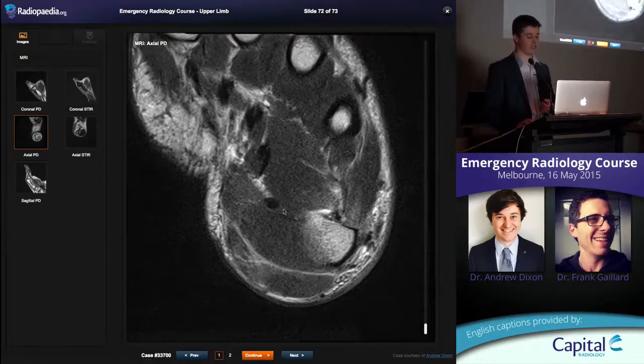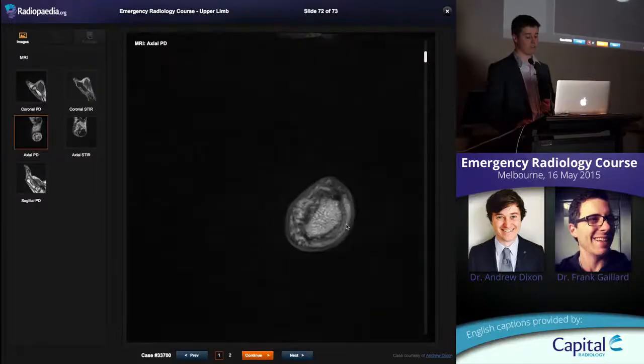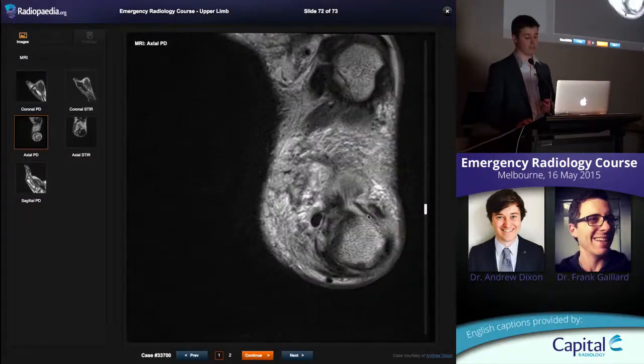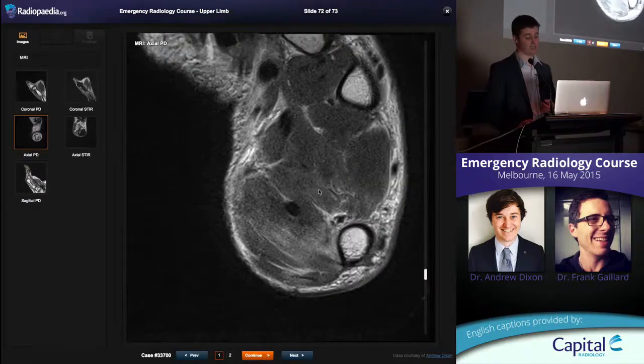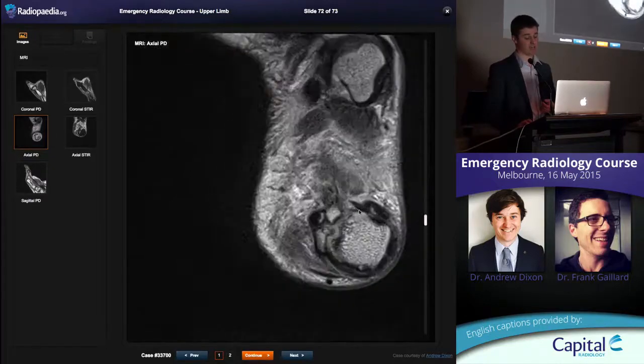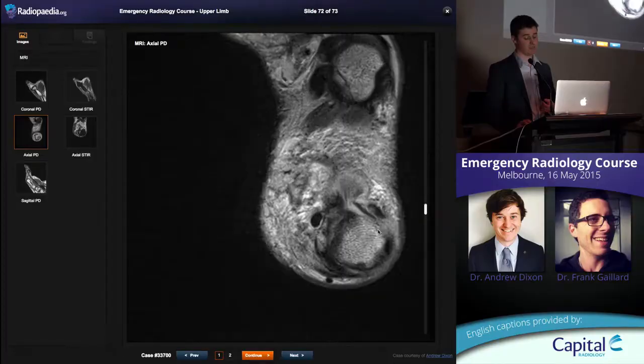Okay, so you can see it again on the axial images here. Here's the aponeurosis. Follow that black line there coming from the muscle belly. Follow that black line here. It's passing deep to this torn ligament here.